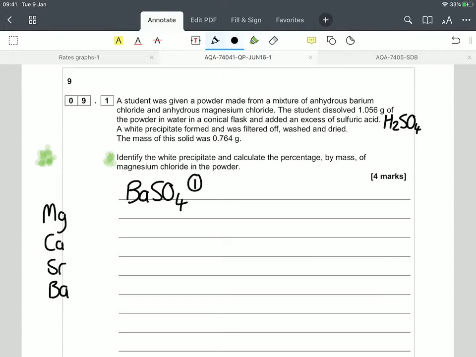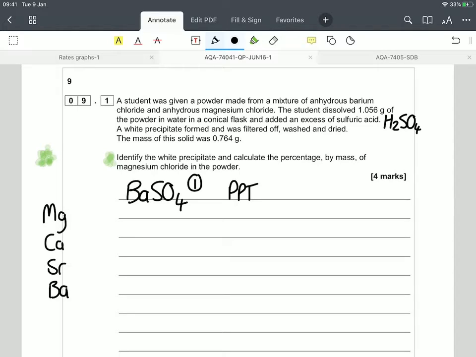Then there's a load of calculations to do. Calculate the percentage by mass of magnesium chloride in the powder. So straight away, there's an easy way to fall afoul of this. It's asking you about the other chloride. So even though the barium chloride was the one that underwent this physical change to precipitate out to form the thing that we've just identified, you're actually tracking back to the other component of the mixture. Okay? So let's just get our facts in order.